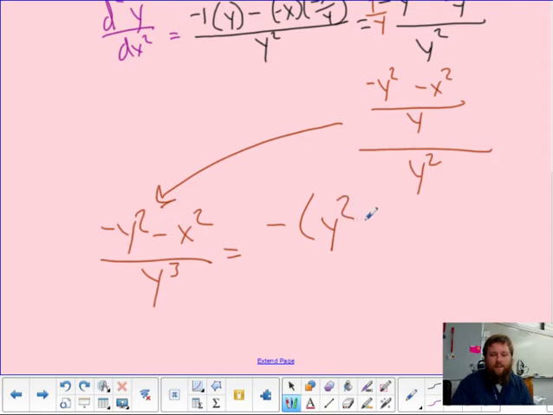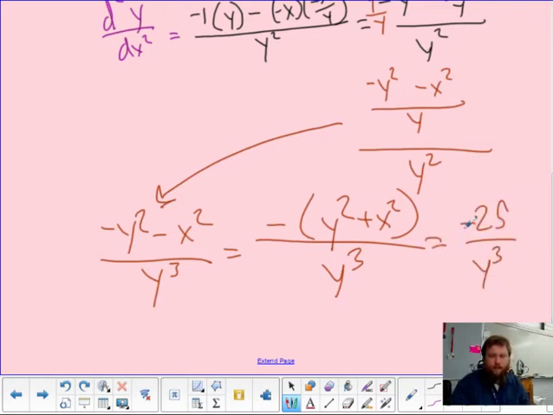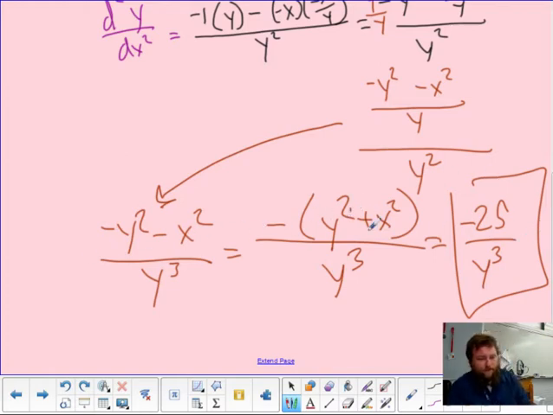Negative y squared plus x squared over y cubed. And what does that equal? That equals 25. So I can write this as negative 25 over y cubed. Wow, a lot of neat substitution, but you're done. And that's the most simplified form. So you might ask, do I have to do this? Yes, that kind of substitution you should do.